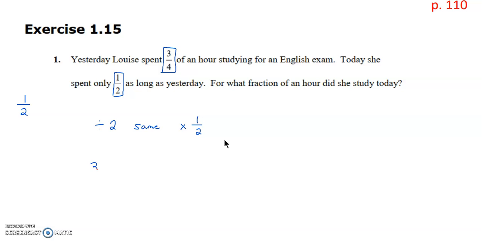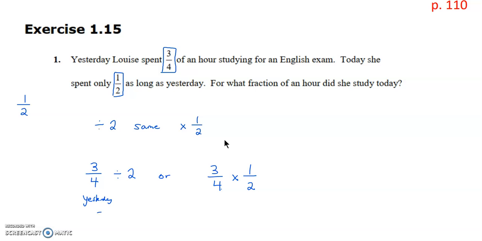We know Louise spent 3/4 of an hour yesterday, and today she spent only half of that. So we have a choice. We can either divide by 2, or we can take the 3/4 that she spent yesterday and multiply it by half.